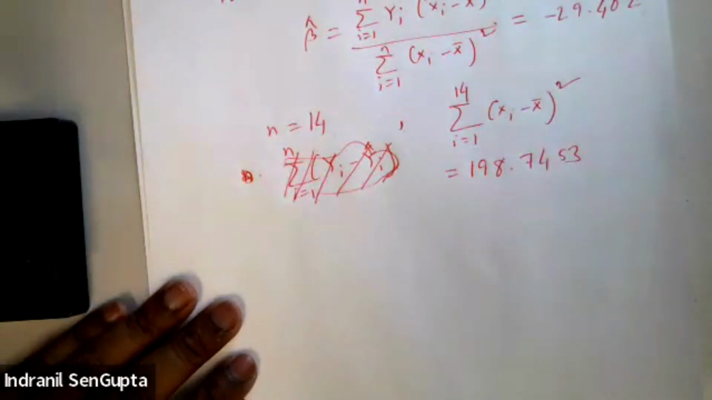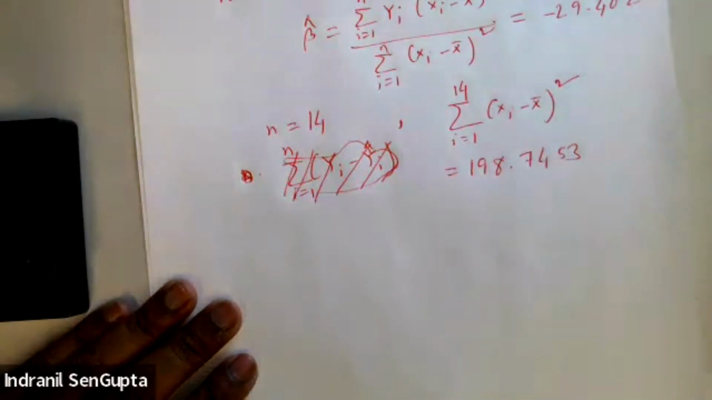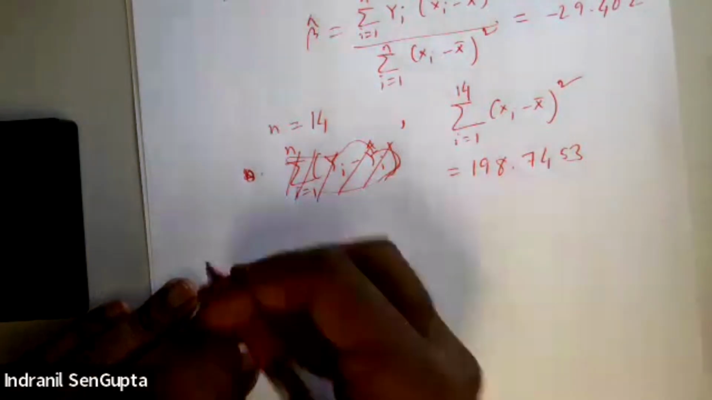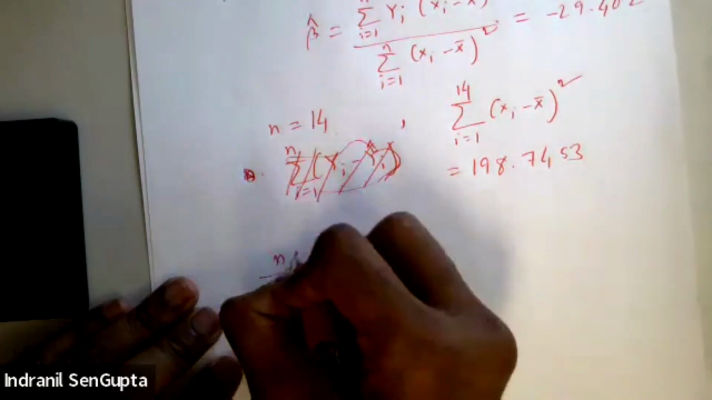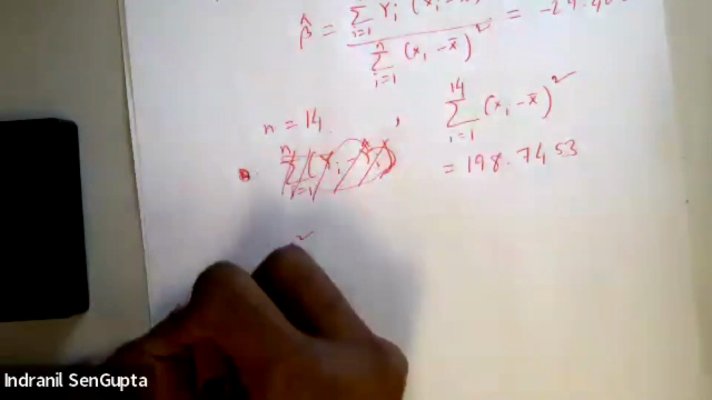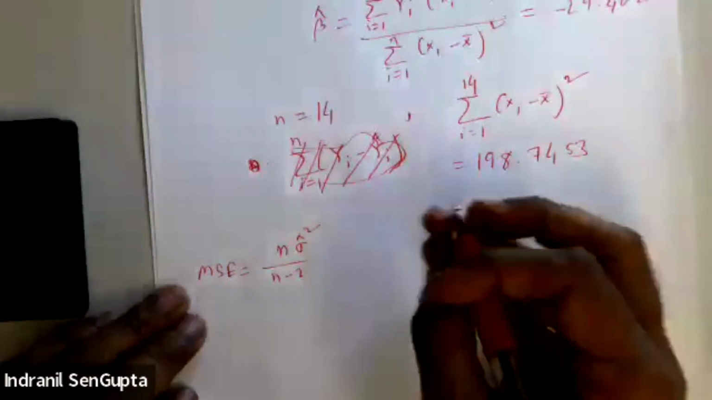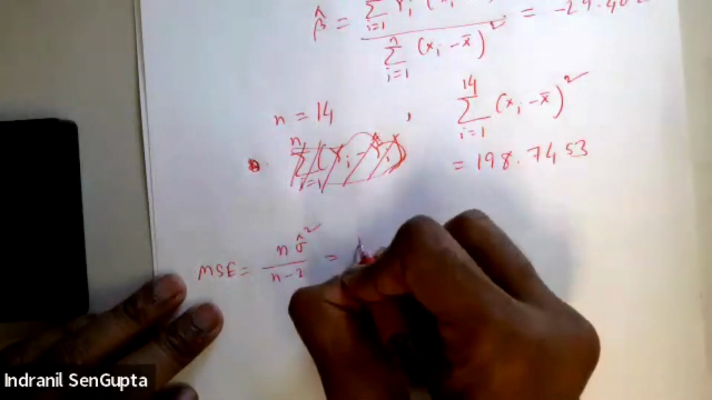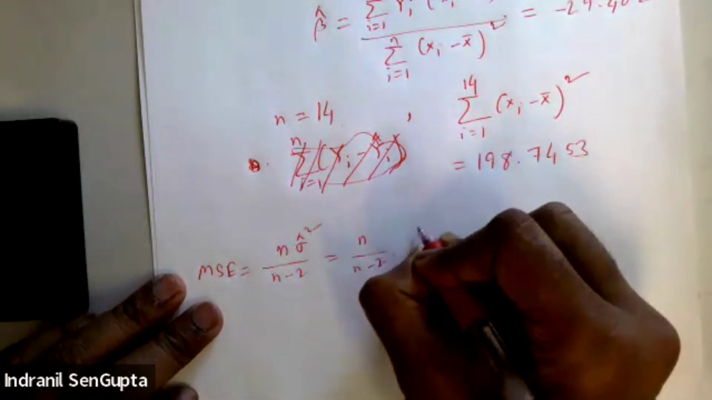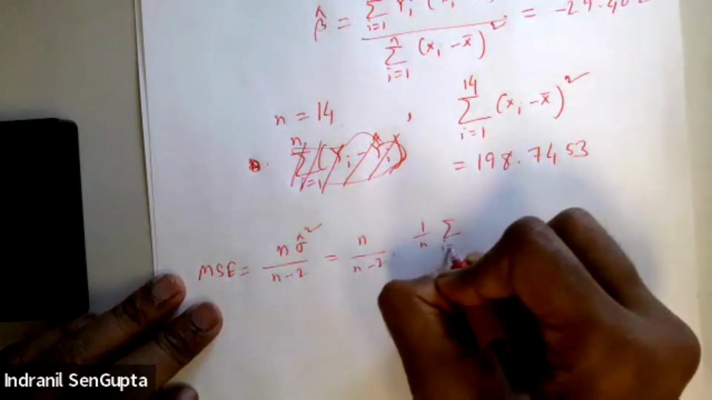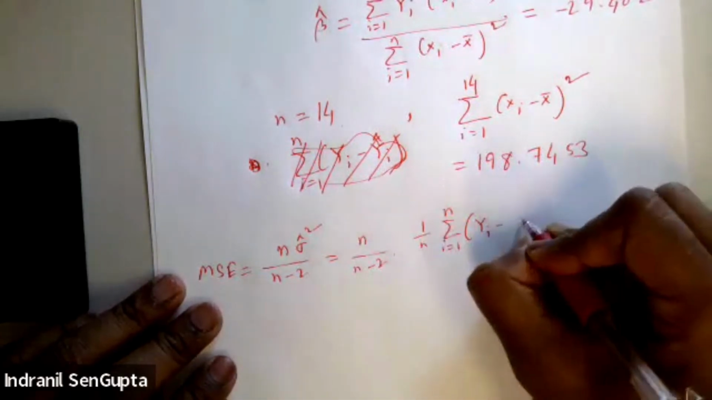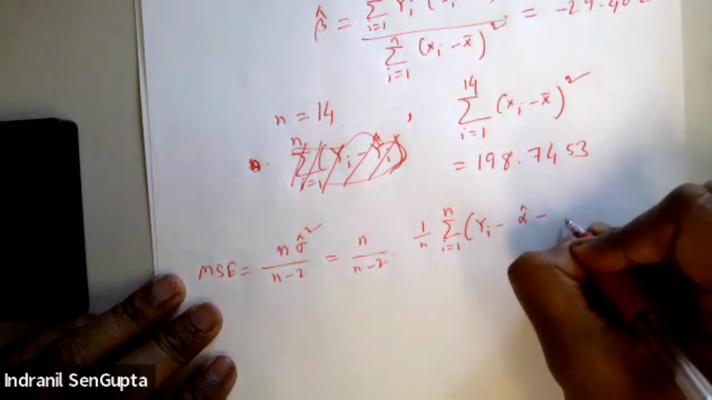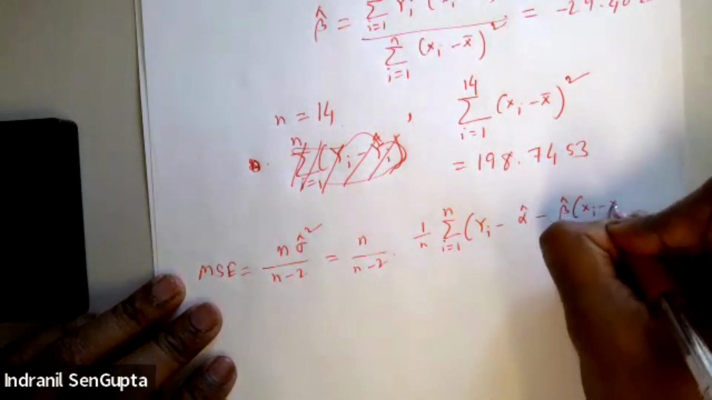Based on this one, if I now compute the value of n times n minus 2, sigma hat squared, which is the MSE. So MSE is given by this one, so it is really n times n minus 2, and sigma hat squared is 1 over n, the summation, i from 1 to n, of yi minus alpha hat minus beta hat times xi minus x bar.